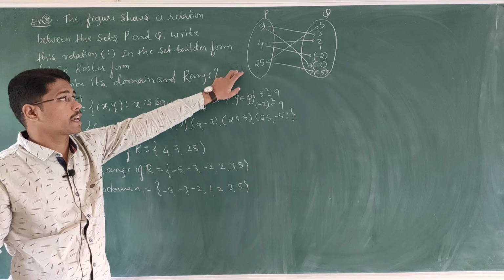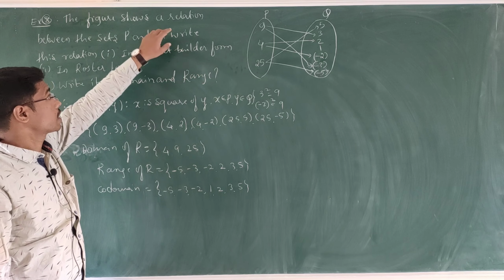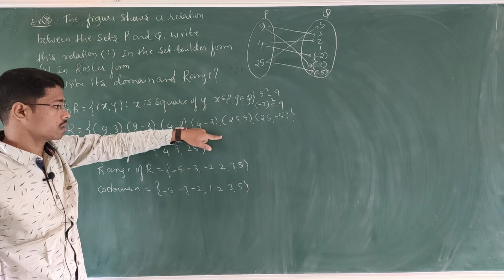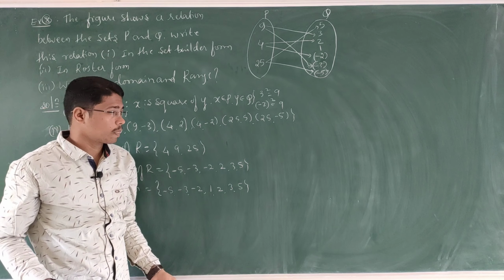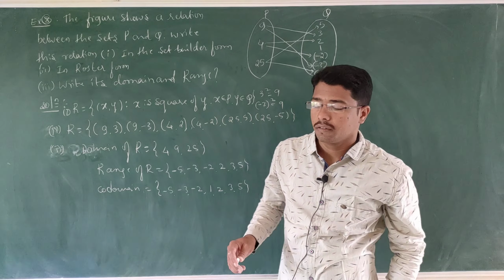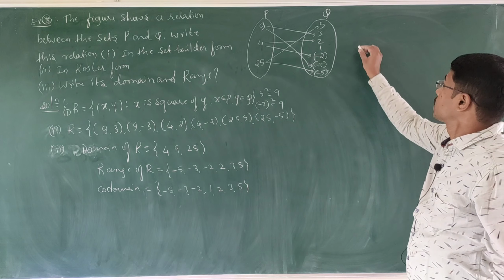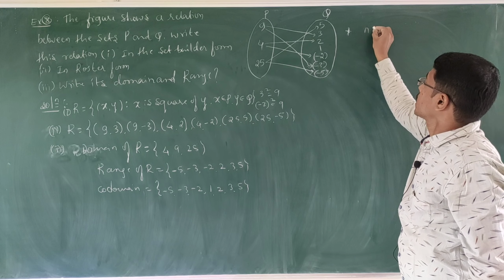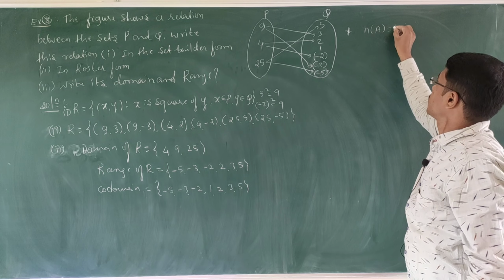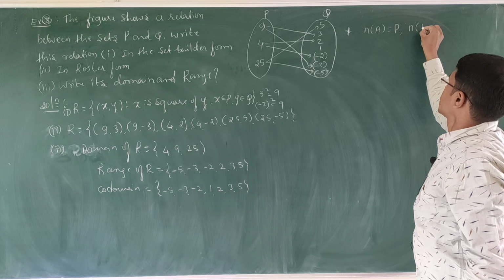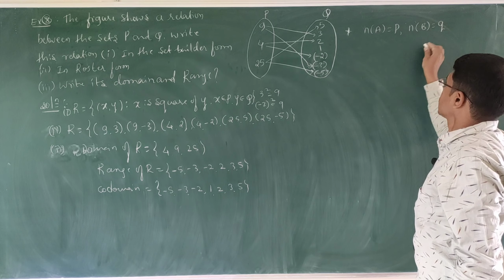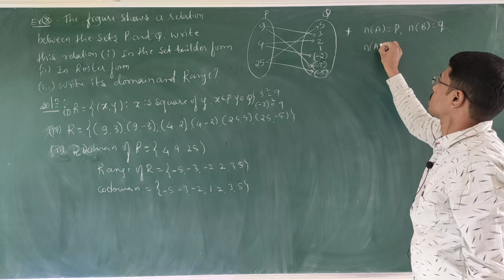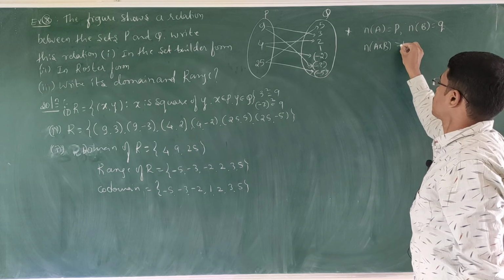With referring to this diagram, we wrote all this. They asked the question and we wrote all this. Very simple question. Now come to one important note. We know if a set A has P elements and a set B has Q elements, then the number of elements in the Cartesian product is PQ.